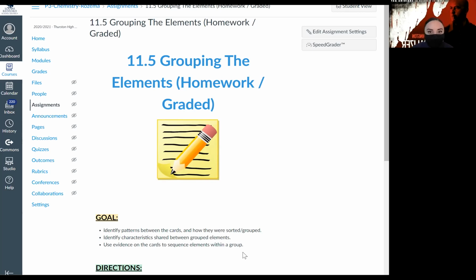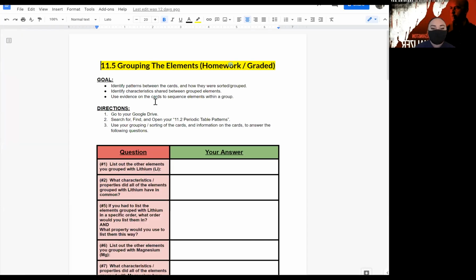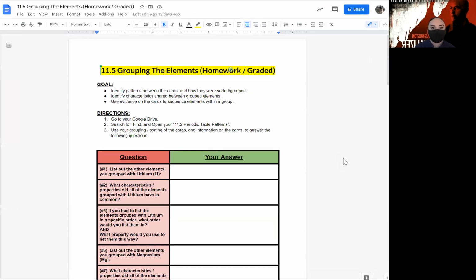So now that we are looking at these cards here, we're going to start looking at some characteristics between them, working our way towards figuring it out. We're only about a week and a half out from being able to figure out why those elements were not so reactive. Okay. So if we could all click on 11.5, you're going to open up the assignment here. We're going to look at it together to make sure that we all understand what we're going to do here today with our cards.